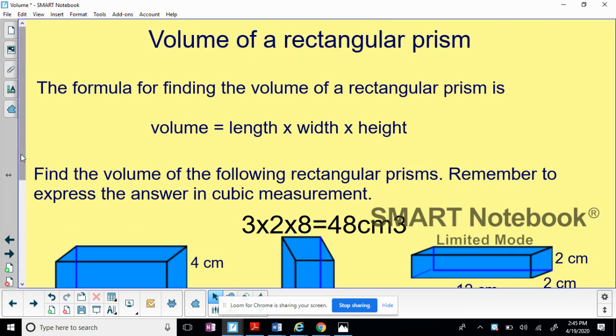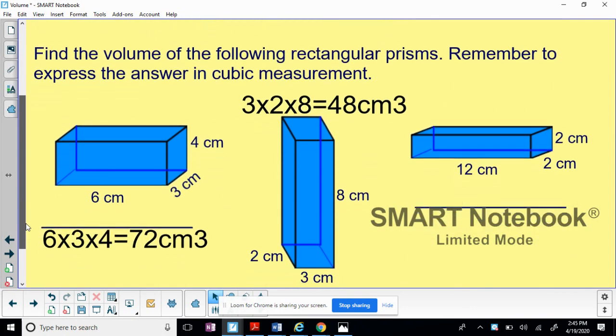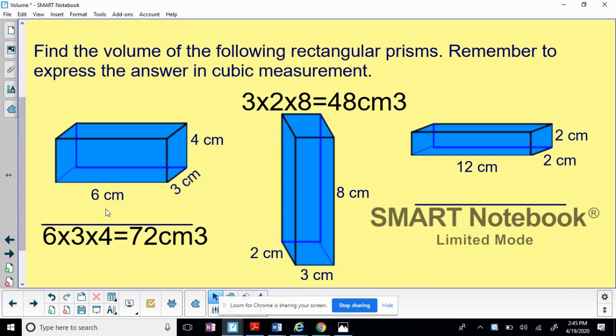Now we go to rectangular prisms. With a rectangular prism we have different dimensions, because with a rectangle the dimensions are going to be different. Here's the fish tank analogy that I was talking about earlier. The formula is the same, it doesn't change. It's length times width times height. So 6 times 3 times 4. My answer is 72 centimeters cubed because I have those 3 measurements.